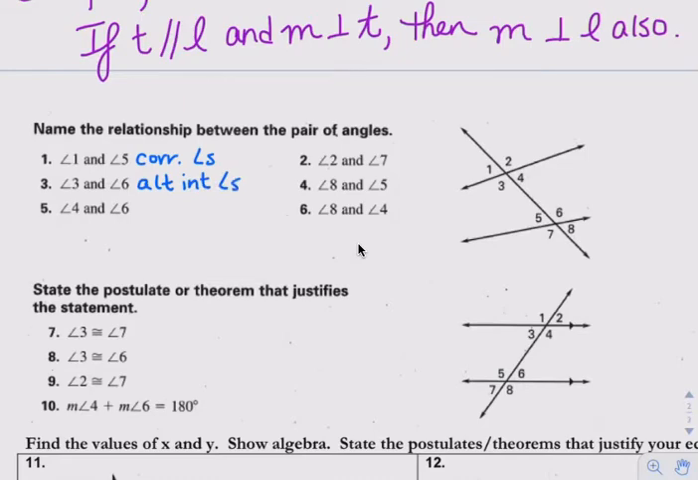What are 4 and 6? They're consecutive interior. 2 and 7, alternate exterior. 8 and 5, vertical. And then 8 and 4 are also corresponding. Again, that does not rely on the lines being parallel. You're not even told in that picture that the lines are parallel.